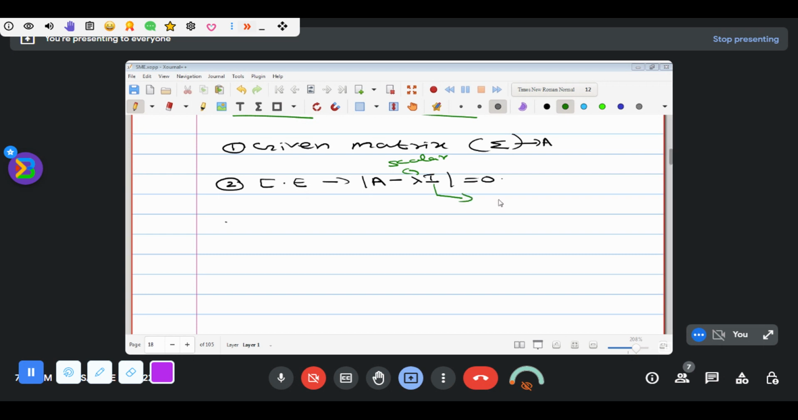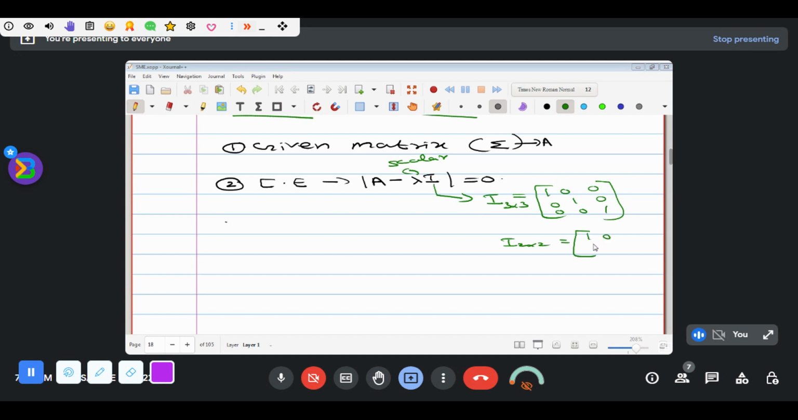Next one is I. I means the identity matrix. There are many types of matrices, and one type is called the identity matrix. Suppose I consider a 3 by 3 matrix. Therefore I write 1 0 0, 0 1 0, 0 0 1. This 3 by 3 matrix is called an identity matrix. Suppose it is a 2 by 2 matrix, what is the identity matrix format? Any idea?